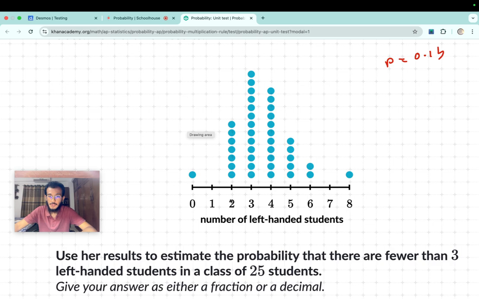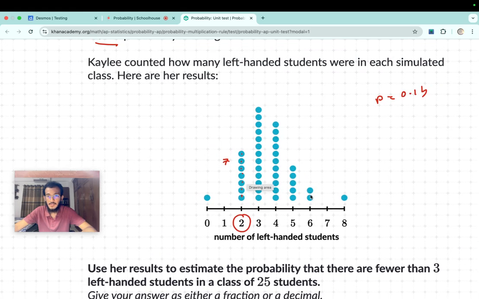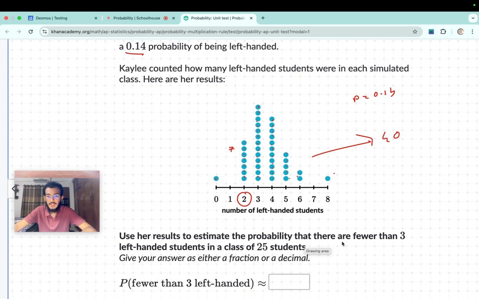Okay, number of left-handed students in a particular class. So it was 1, 2, 3, 4, 5, 6, 7. Number of left-handed students. So these dots would add up to 40. Yes, so 40 classes.